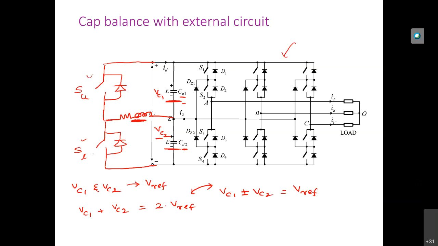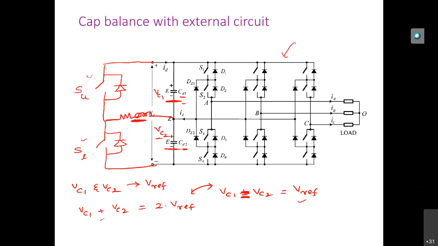The operation is very simple. There are two things. We need to maintain the two capacitor voltages equal, VC1 equal to VC2, and at the same time VC1 plus VC2 must be equal to 2 times the V reference. So based on these two constraints, we need to design the switching sequence for this upper and lower switches.